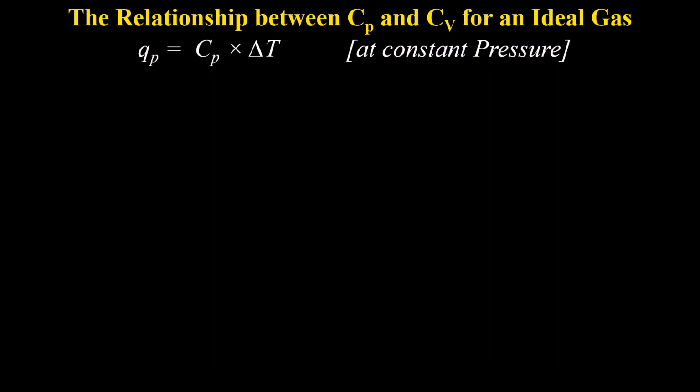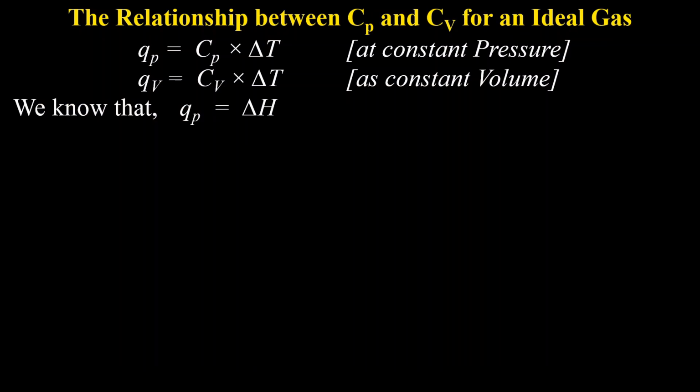So we will use the generic formula Q equals C into delta T. Here we have written P just to indicate it is at constant pressure. Otherwise it is the same formula for constant pressure and for constant volume. Now we know that the heat change at constant pressure is actually the enthalpy of the reaction. If you remember, QV was delta U, that is change in internal energy. So the heat change at constant volume gives us change in internal energy, and heat change at constant pressure gives us change in enthalpy.